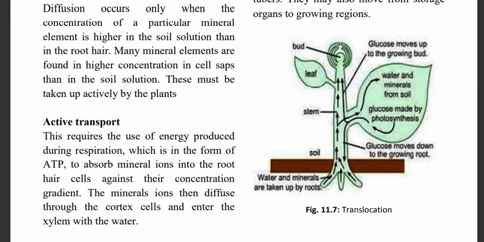This is a perfect picture of translocation. Water and minerals are taken up by the roots. They go up from the soil to the stems, to the leaves, to the buds. Then they will enter the leaves. So water and minerals from the soil, and glucose made by photosynthesis, will return back. Glucose will move down to the growing roots, and then up again. The whole process repeats again.